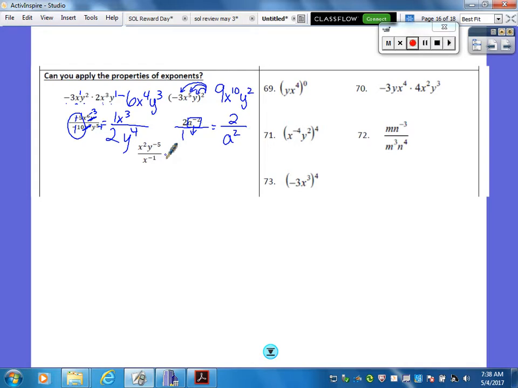So our next one, let's see what's going on. I've got an a to the -1 in the wrong spot, an x to the -1 in the wrong spot, and a y to the -5 in the wrong spot. So we've already got 2 x's on top. It's going to be joined by one more, so we have x to the 3rd. I have 5 y's that need to move to the denominator, and all done.